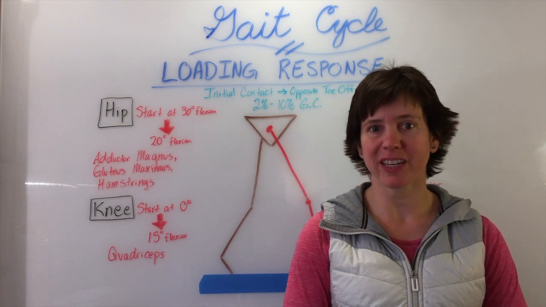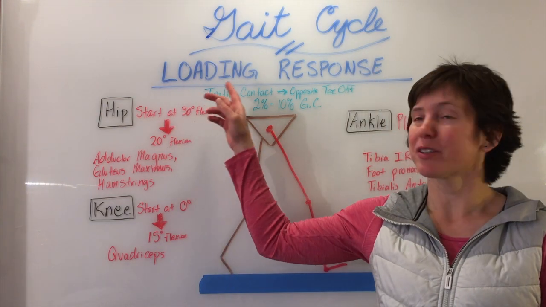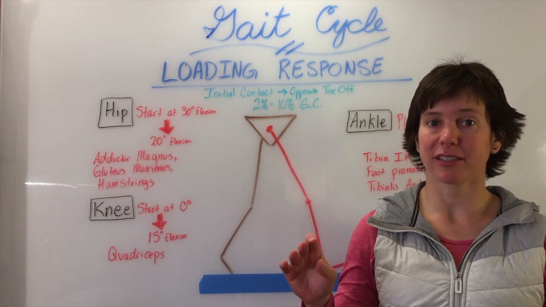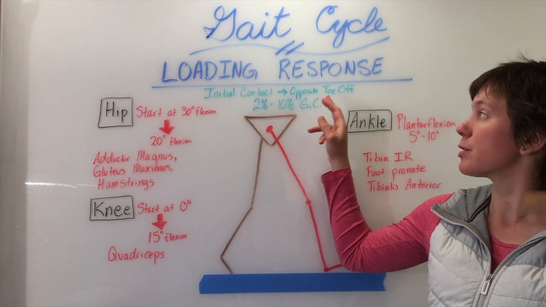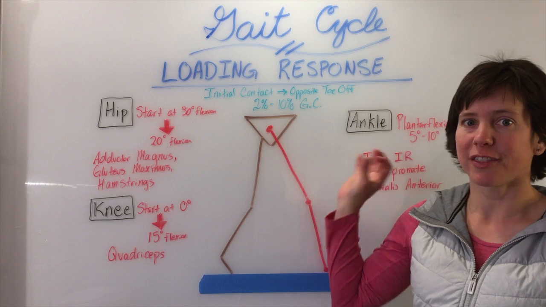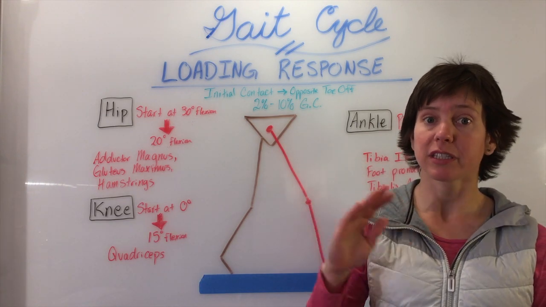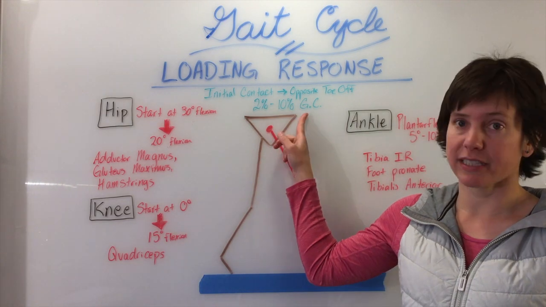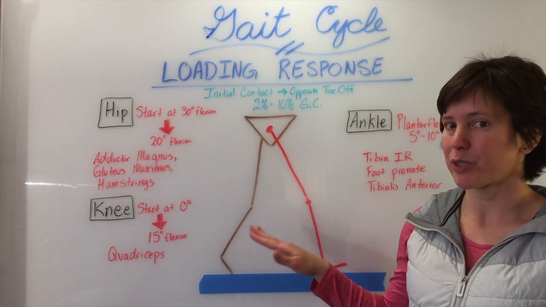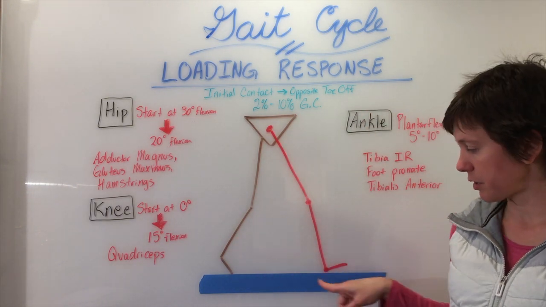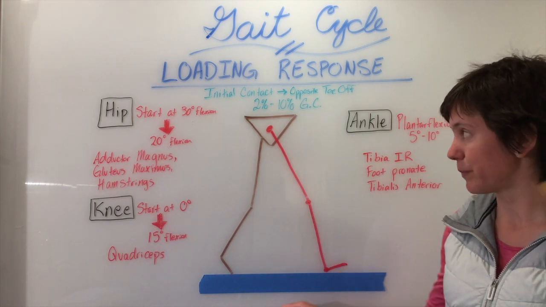The first phase of the gait cycle is loading response. This begins with initial contact and ends with the opposite toe off. And this takes about 2% to 10% of the gait cycle phase. This is a period where there is double limb support because each limb is in contact with the ground.